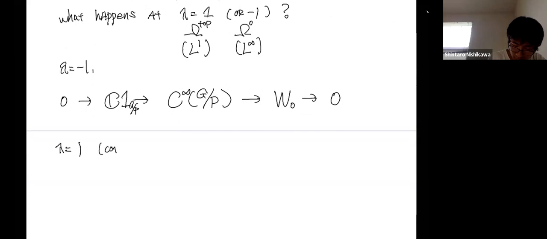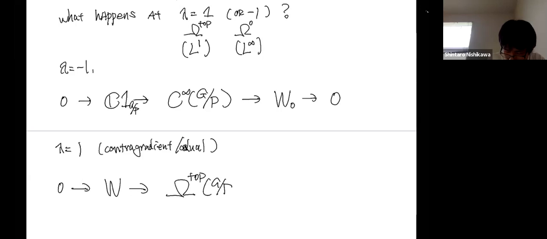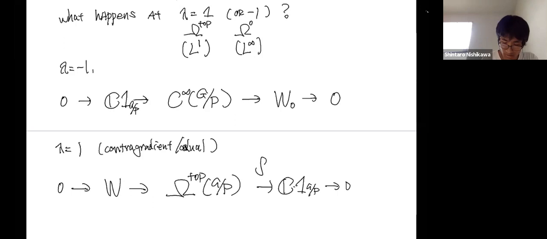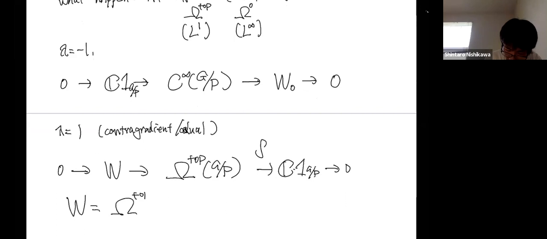And for lambda equals one, which is contragredient, or dual of this, this map is just the integral of a volume form. And here, as you see, canonically this W is isomorphic to the top degree forms whose integral is zero.